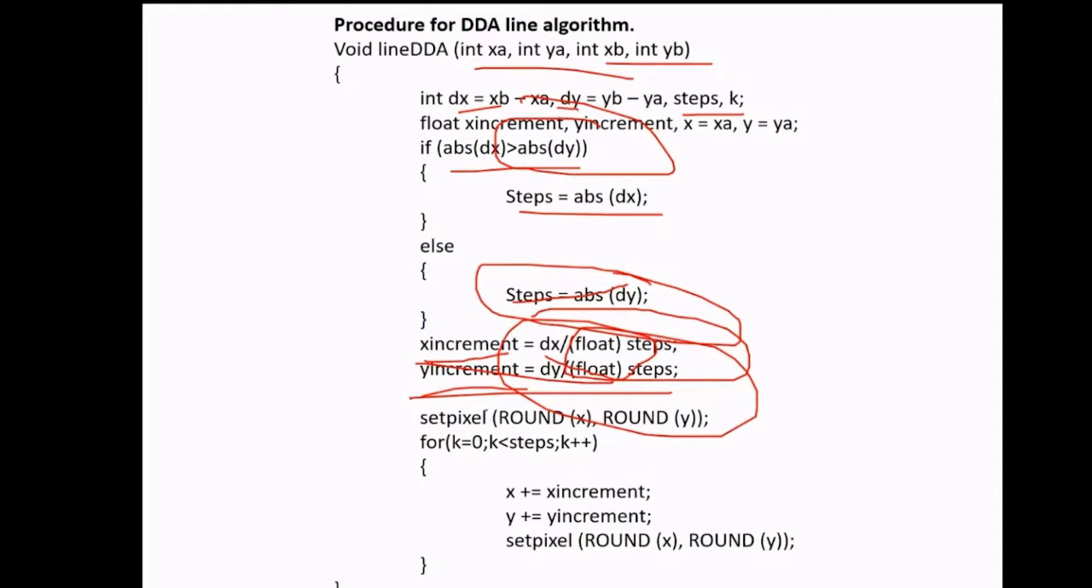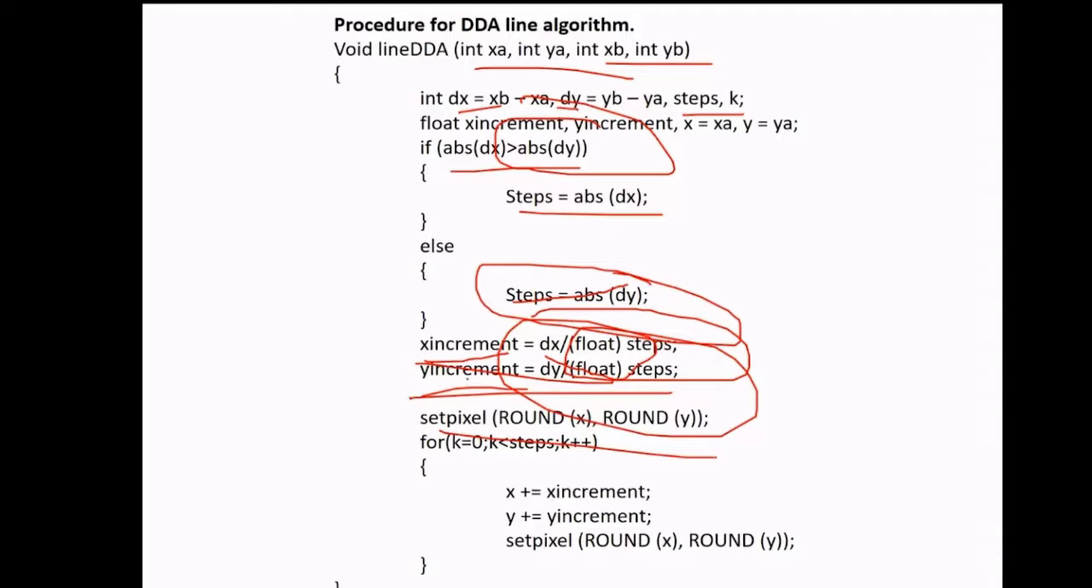Now y increment is equal to delta y upon the steps. Okay, so suppose the value of delta y is 3 and the number of steps is 5. Whatever value you get, you have to put it in the y increment value. You don't have to follow your own procedure. You have to follow this algorithm only, because this is a standard algorithm that is proposed by the author. So you always have to follow this.